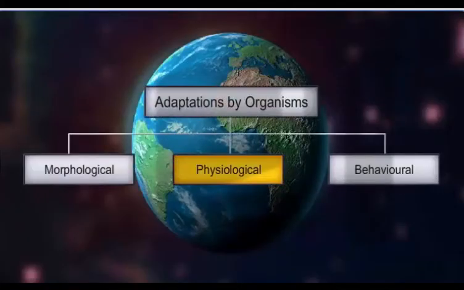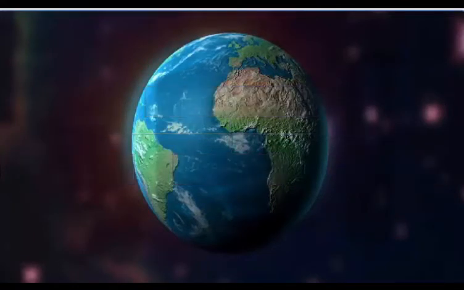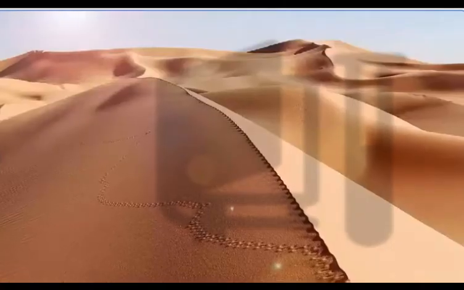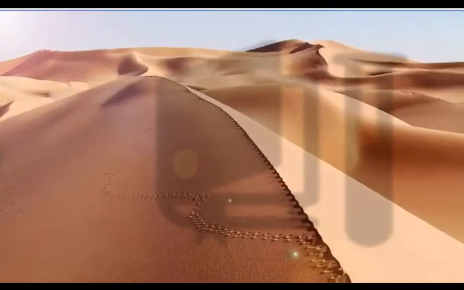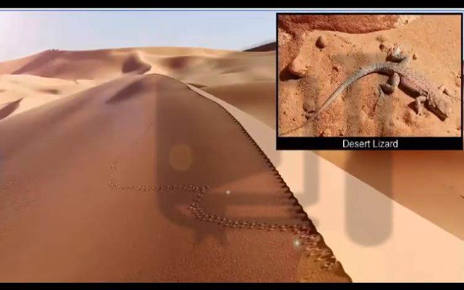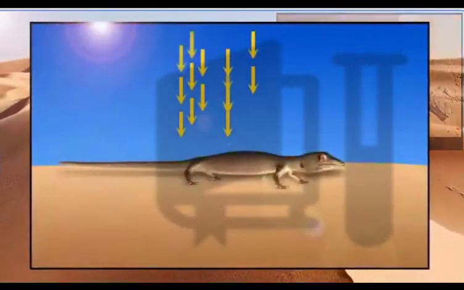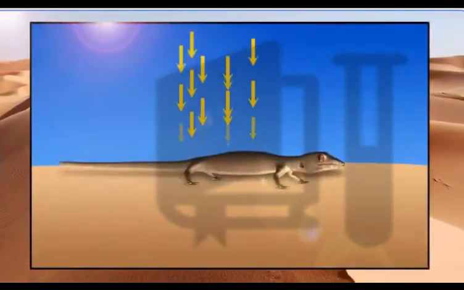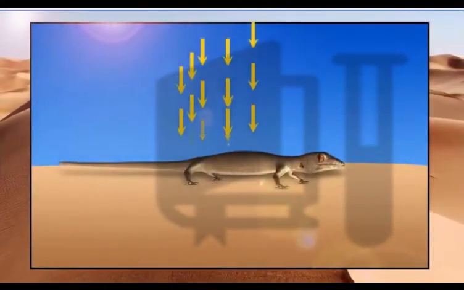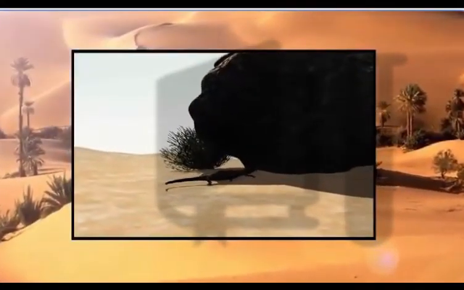Apart from physiological and morphological adaptations, some organisms also show behavioral adaptations to cope with their changing environment. For example, the desert lizard manages to keep its body temperature fairly constant by absorbing heat while lying in the sun when its body temperature is below normal. But when the ambient temperature is high, it moves into the shade.